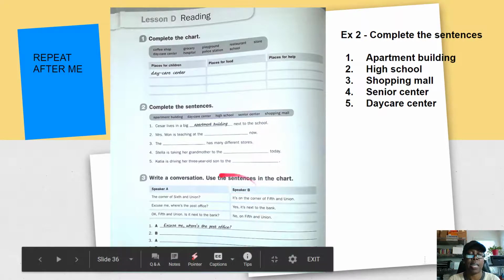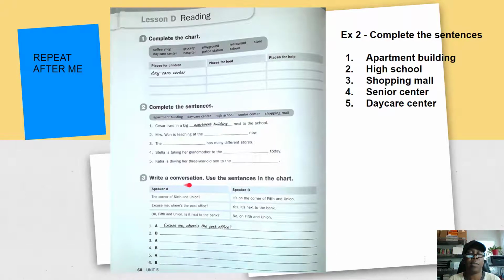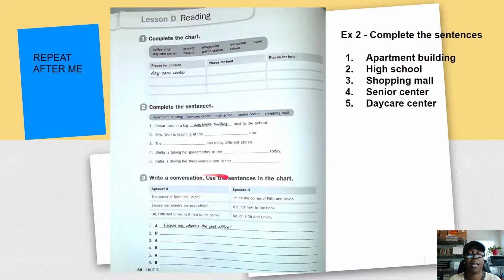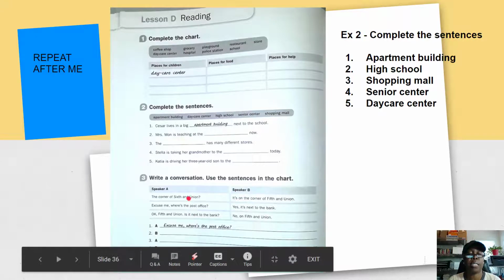All right, so let's take a look at the next exercise where it says, write a conversation. Use the sentences in the chart. So let's first take a look at the sentences in the chart. So we have speaker A and speaker B. So these are the sentences that speaker A will say in the conversation. The corner of 6th and Union, this is a question mark. The corner of 6th and Union? Excuse me, where's the post office? Okay, 5th and Union, is it next to the bank?